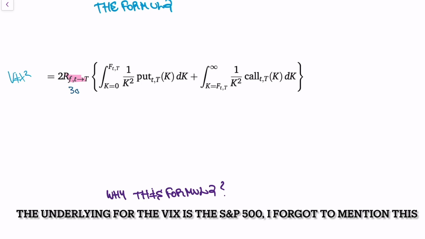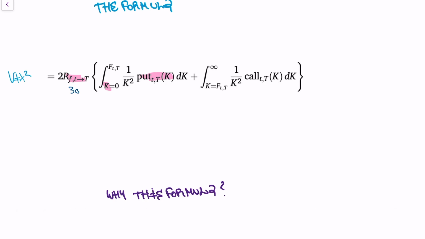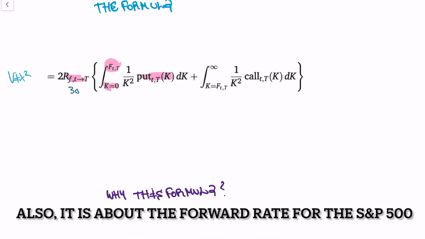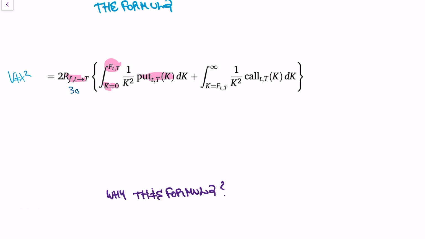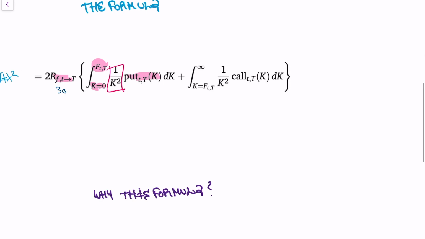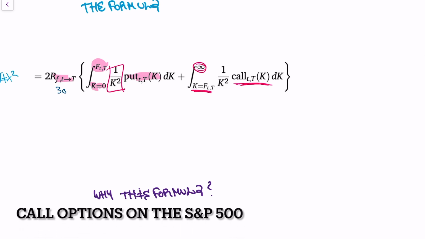And then we have an integral here. And this integral is over different strike prices for put options. And what we calculate here is an integral over all puts with a strike price from 0 to the forward rate for the next 30 days. And we weight them by 1 divided by the strike price squared. And then we take an integral where we start at the forward price and we go to infinity. And now we look at the call options and we weight them by 1 divided by the strike price squared.